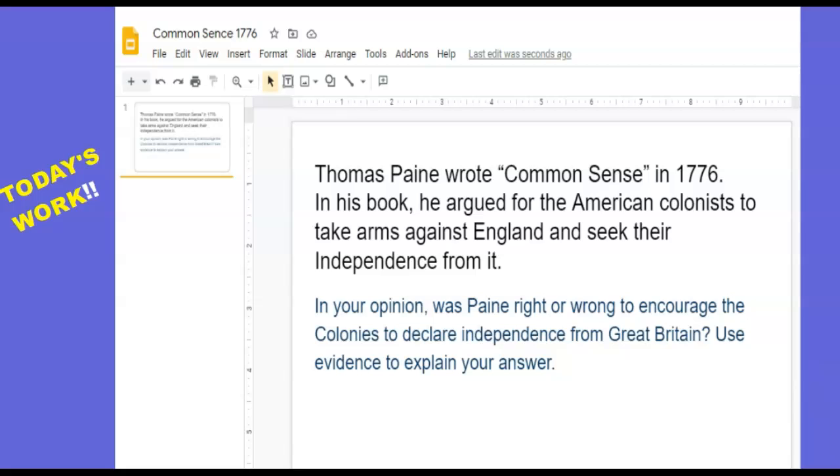Your assignment, kids, is going to be the following. You're going to go ahead and create a Google slide, and you're going to answer the following question. Thomas Paine wrote Common Sense in 1776. In his book, he argues for the American colonists to take arms against England and to seek their independence. In your own opinion, was Thomas Paine right or wrong to encourage the colonies to declare independence from Great Britain? I want you to go ahead and use evidence to explain your answer.